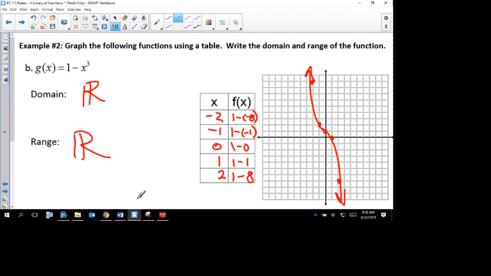But I think we went far enough. You guys know what domain and range is. You know what the parent functions kind of look like. You just have to plug in points to graph them, or use transformations if you remember.